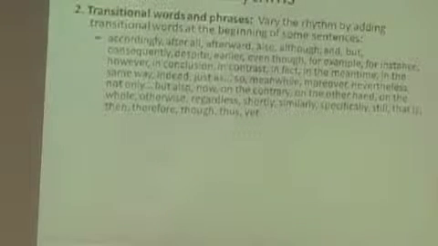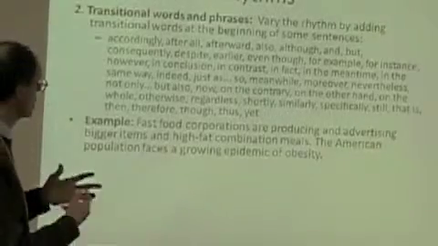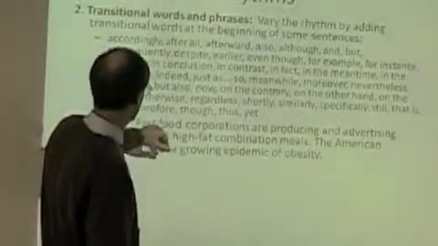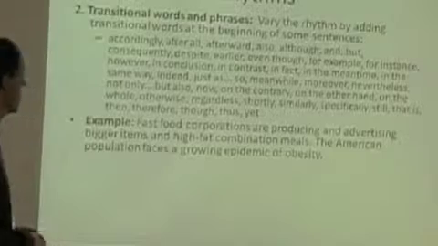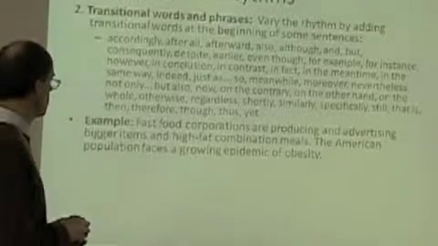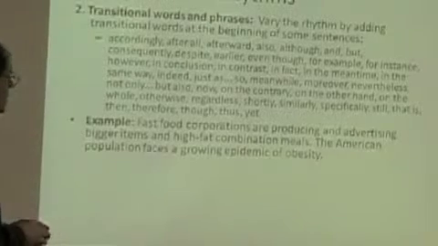Also, you can vary the rhythm by adding transitional words at the beginning of some sentences. Notice the way that you begin a sentence is a pattern that we're noticing, right? You can use things to vary the rhythm there. Fast food corporations are producing and advertising bigger items and high-fat combination meals. The American population faces a growing epidemic of obesity. It's a little bit dense, right? Can we get it to where it's a little bit more attractive?